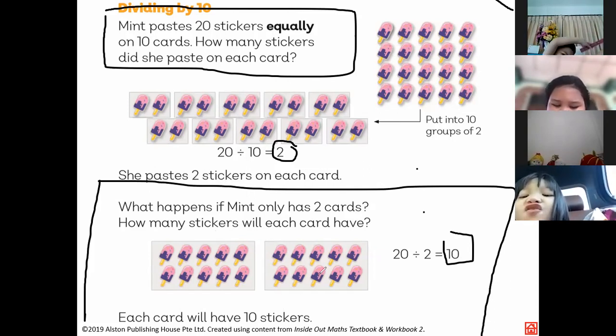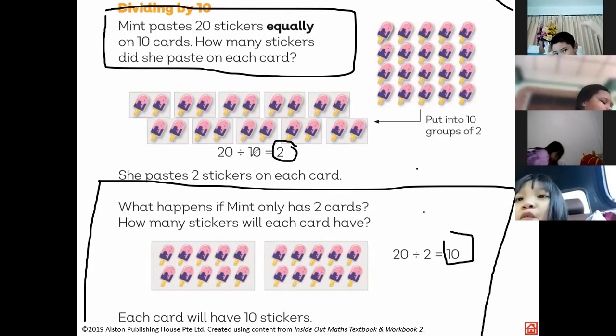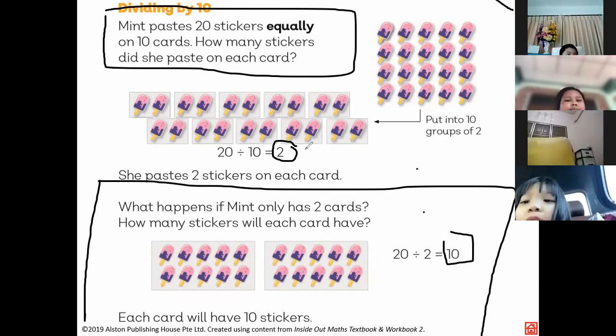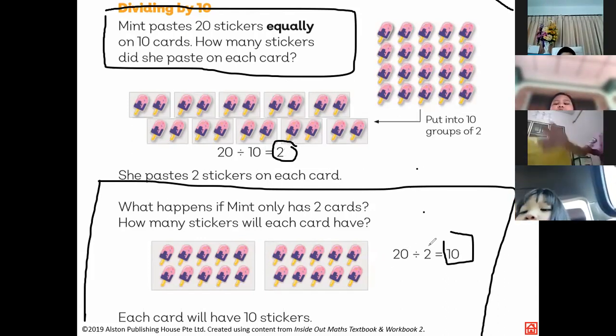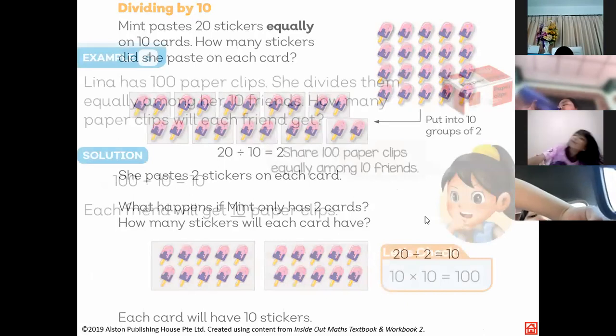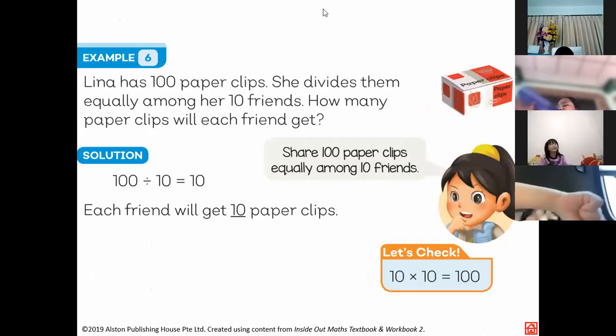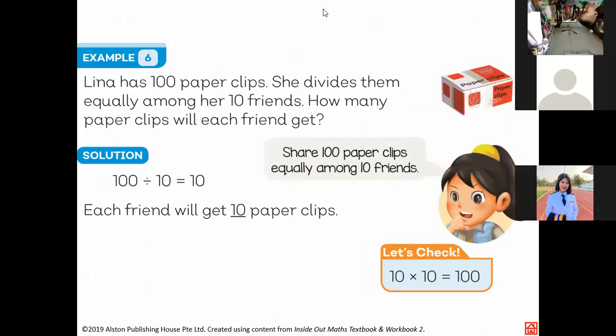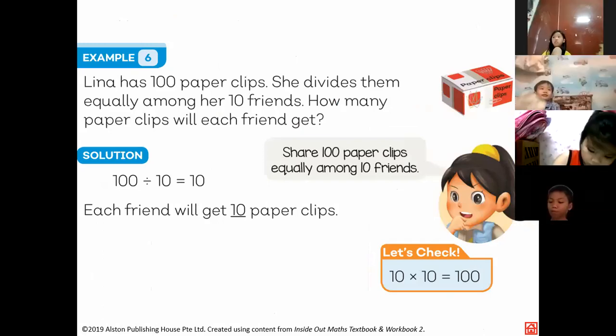So you just have to divide in the opposite way, okay? So 20 divided by 10, that's 2. And then here is 20 divided by 2, that's 10. All right, let's see another example. Example number 6. Let me call another student. Okay, Otto.